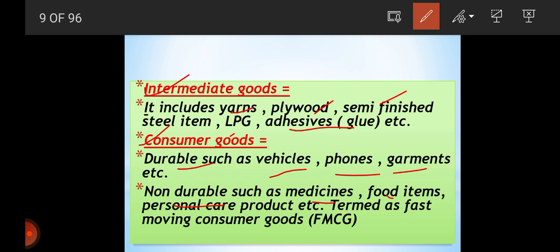See, non-durable goods have a particular time. If you do not use them within a particular time, then that commodity gets spoiled. So non-durable goods are also known as fast moving consumer goods.